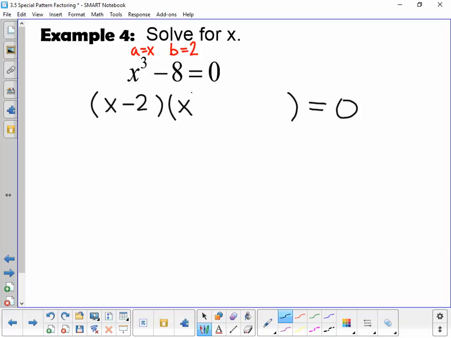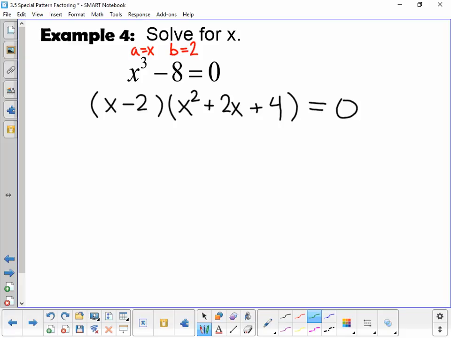Now we want to square our a value, that's an x squared. We're going to add together a times b, so that's a 2 times x. And finally comes b to the second power, which would be 2 to the second power, which is 4. So we have a product here. We have x minus 2 times x squared plus 2x plus 4. And that product is equal to 0.